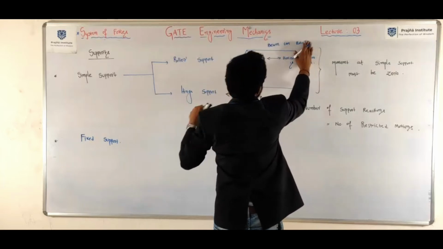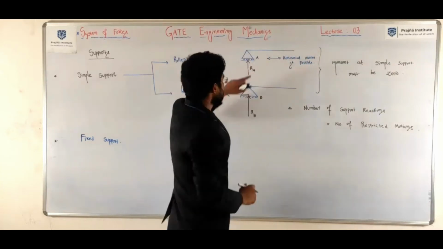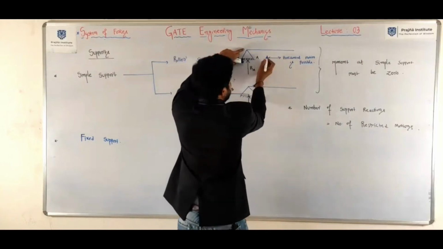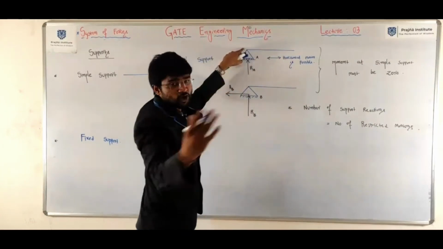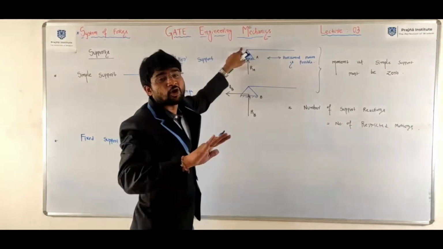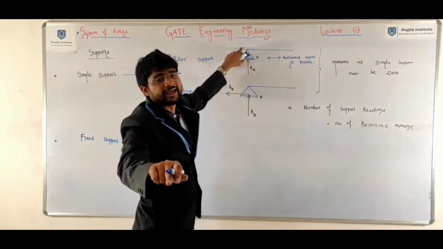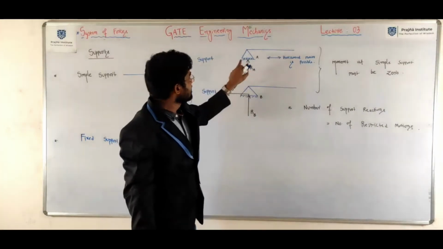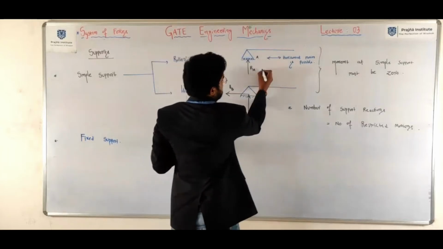Okay. You can remember this, no need to write. At simple support, it can rotate. Clear na? So moment is not restricted. Moment at the simple support is not restricted. That is why there is no moment at the simple support. But vertical motion is restricted.